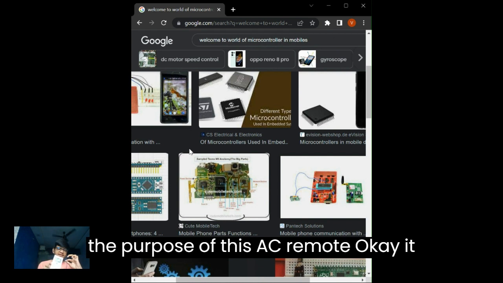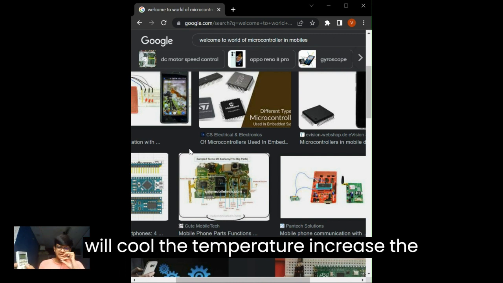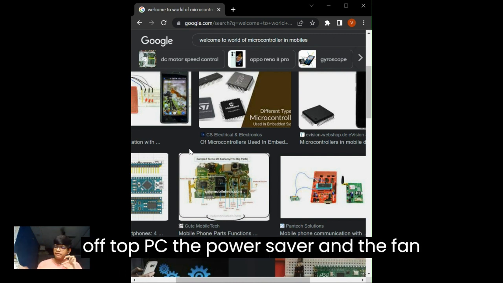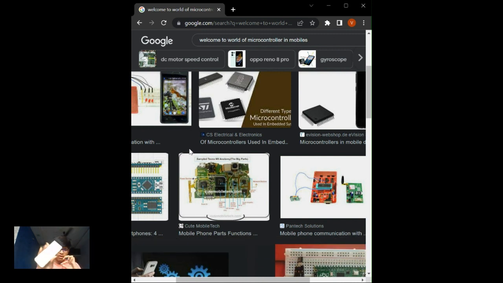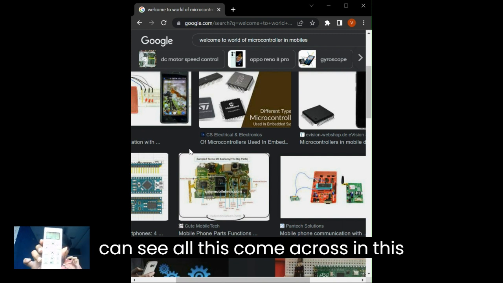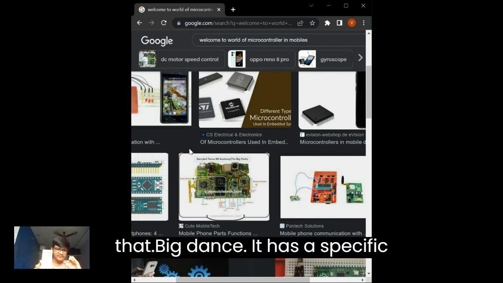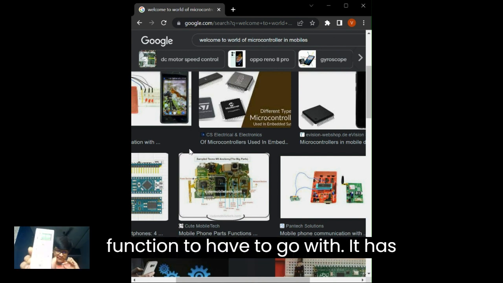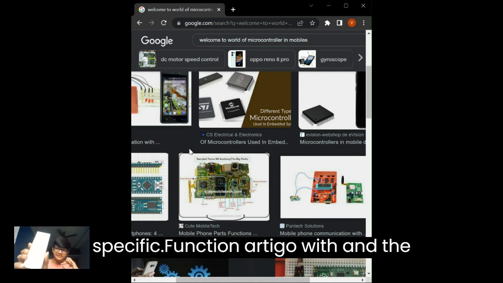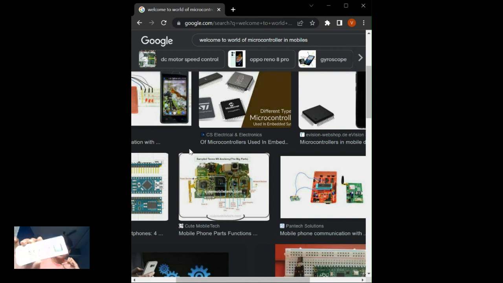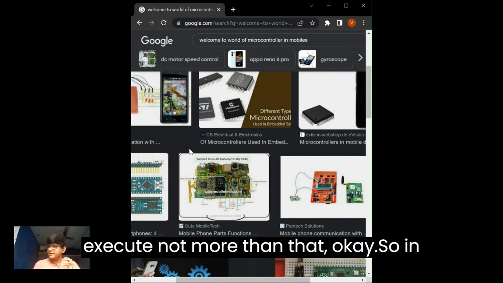Suppose, what is the purpose of this AC remote? It will cool the temperature, increase the temperature, set the timer for switching the AC on or off, power saver, fan rotation, and fan speed. All these come in this remote, as I hope you can see. It does not do anything more than that. It has a specific function to go with and a specific program to execute, not more than that.